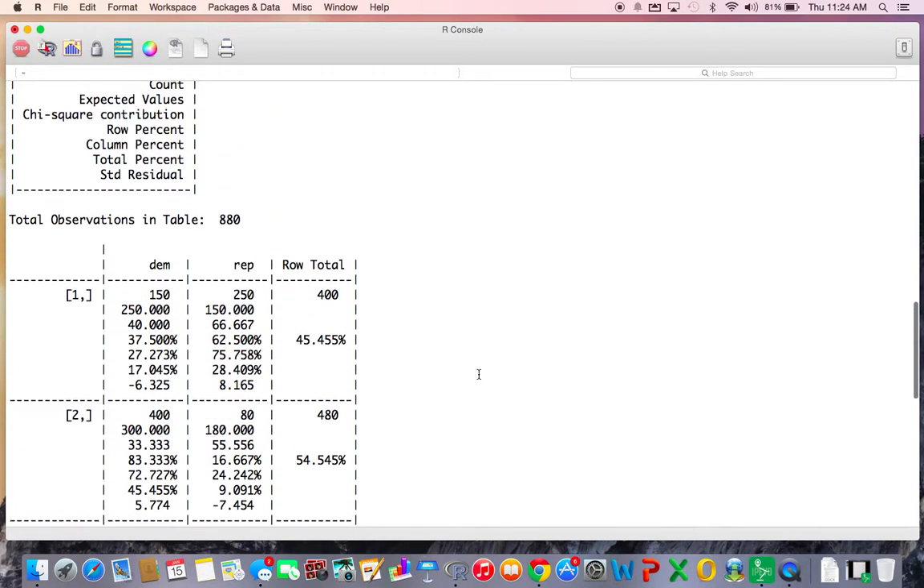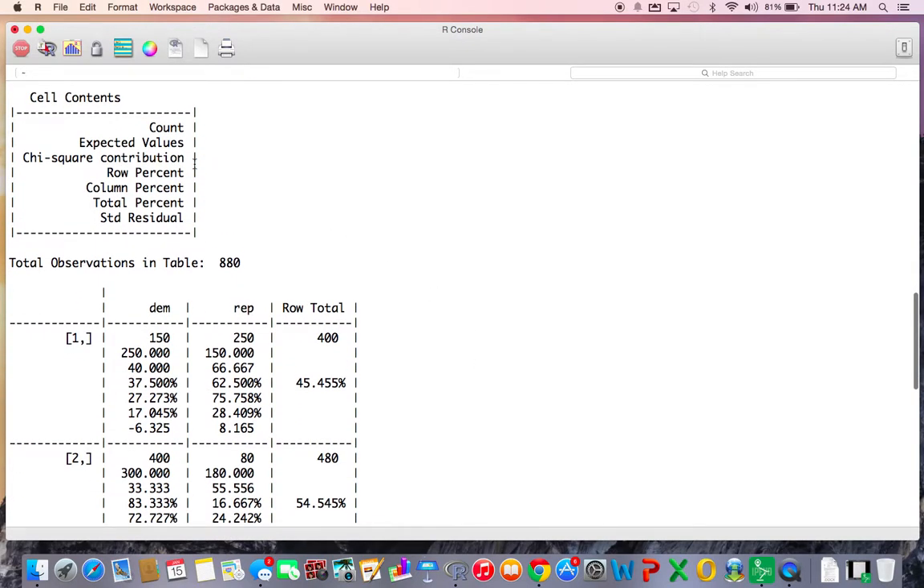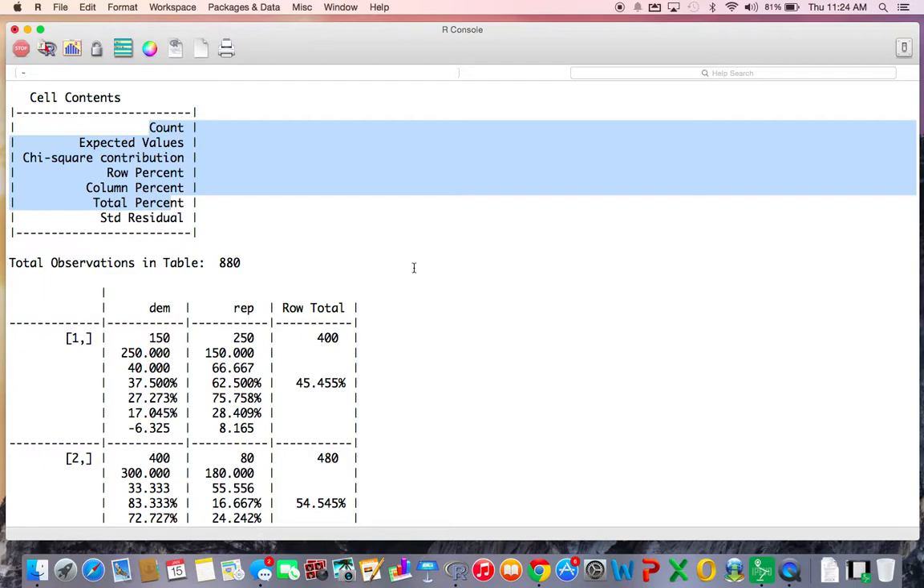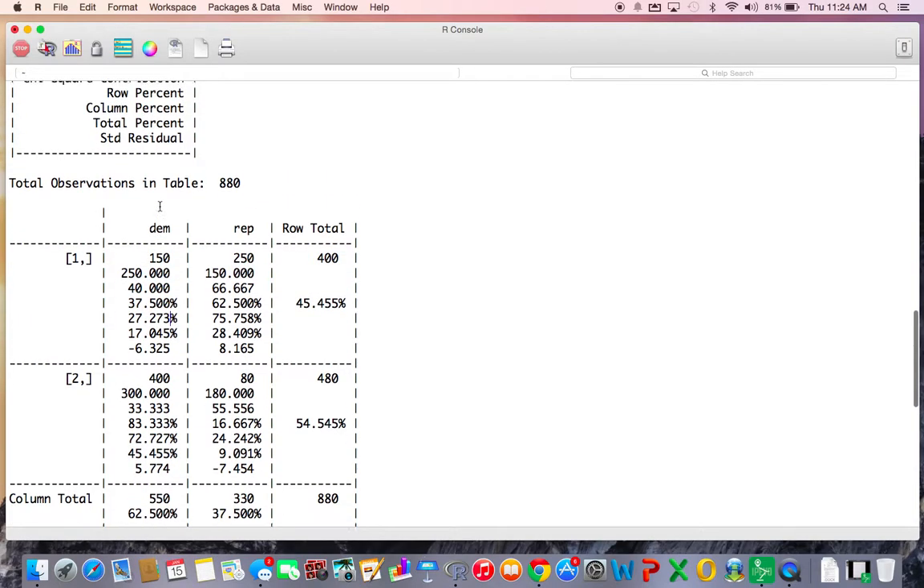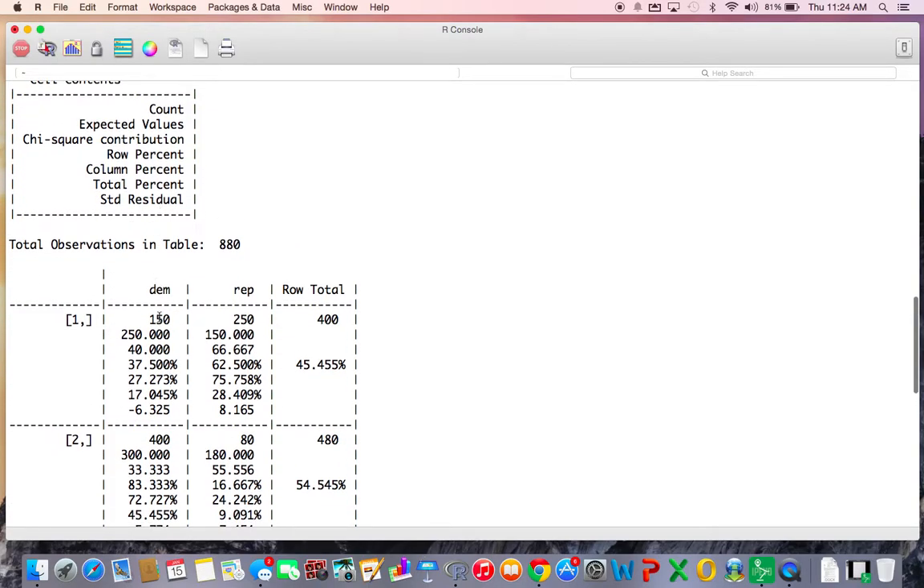But first of all, if we go back to the output, it tells us what each of these actually are. So let's just focus on this portion right up here. Our cell count of the Democrats who were pro-life was 150. Our expected cell count, our row percentage was 40. Our column percentage was 37.5, and so on and so forth. The things that are important to me here are the observed count, the expected count, and down here, the standardized residual. And I'll explain that in just a second.